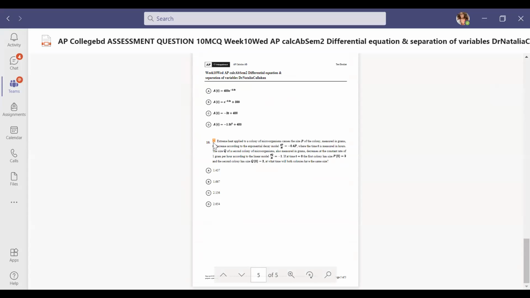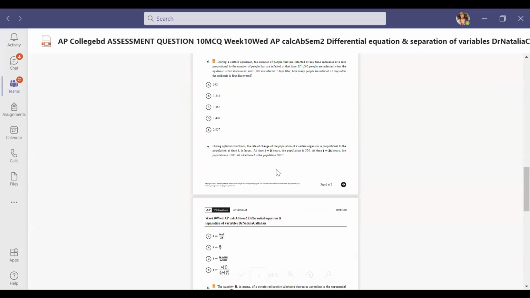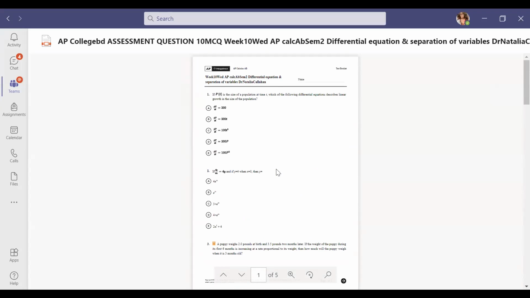Anything that has a little calculator means that you will need calculator access, most likely for the e and whatnot.